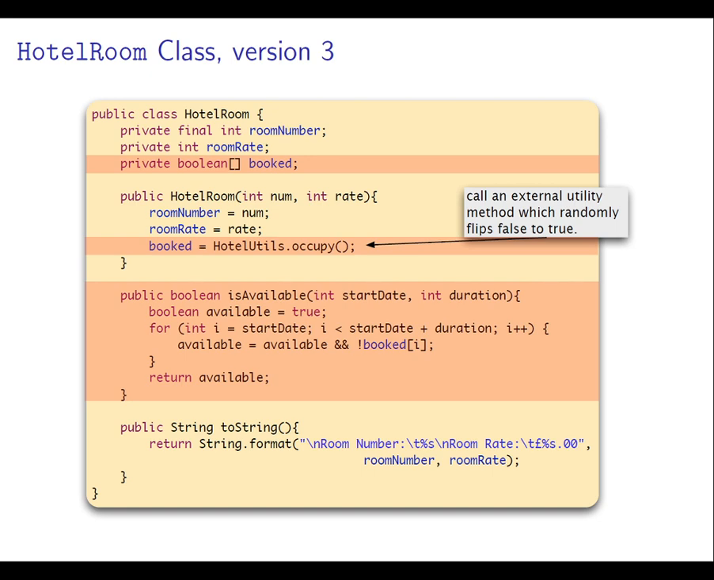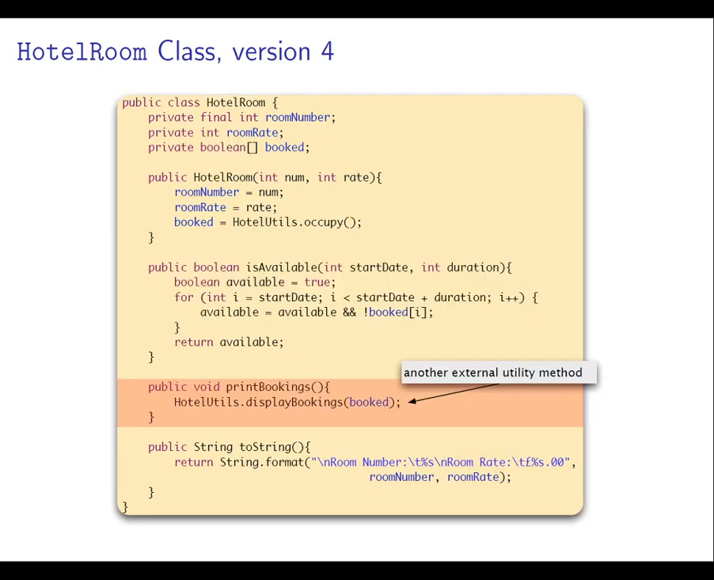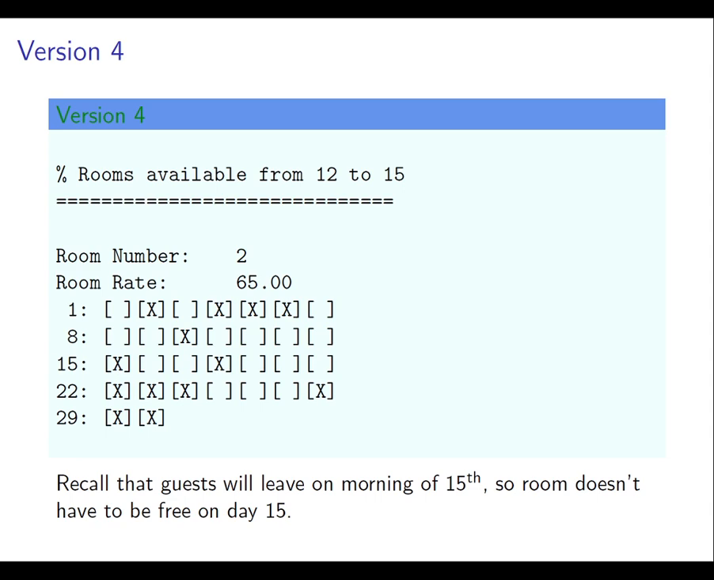But the point of this slide is that we've now got our private array of booleans for booked, which gets initialized at random in the constructor just for fun, and then it gets used in the isAvailable method. And we can print bookings using another utility method. It's not terribly interesting. And that being so, we can get a representation that looks a bit like this.